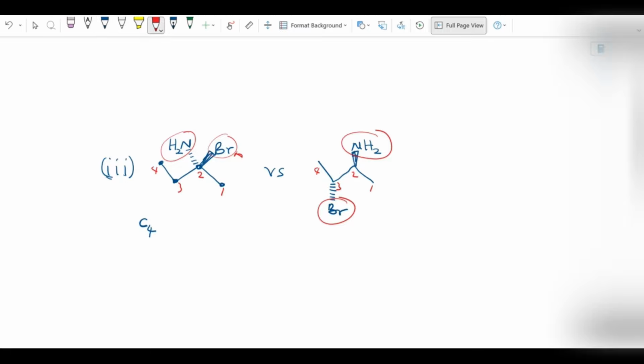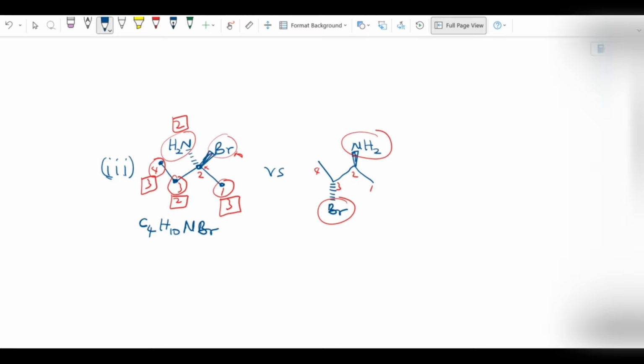How many hydrogens does it have? We have 3 hydrogens here. We have 2 hydrogens here. We have no hydrogen here. We have 3 hydrogens here. And we have 2 hydrogens here. So total hydrogen is 2 plus 3, which is 5, plus 2, 7, plus 3, 10. So we have 10 hydrogens. We have 1 nitrogen and 1 bromine.